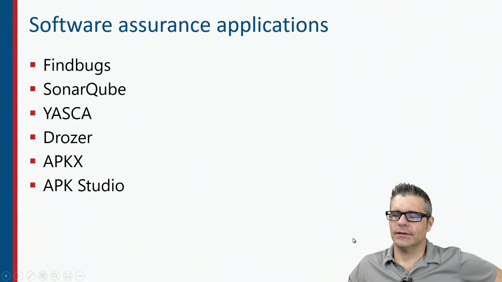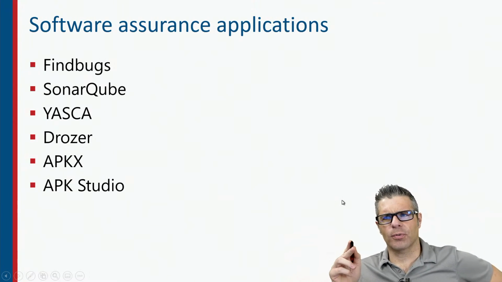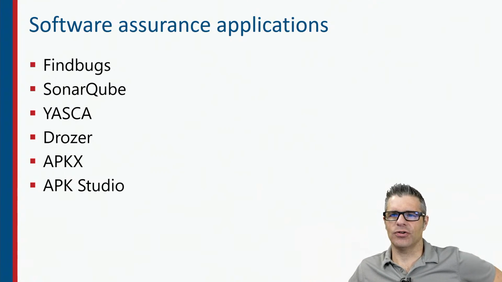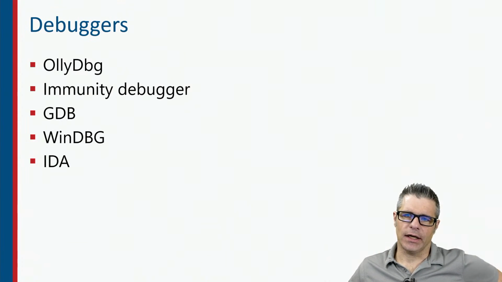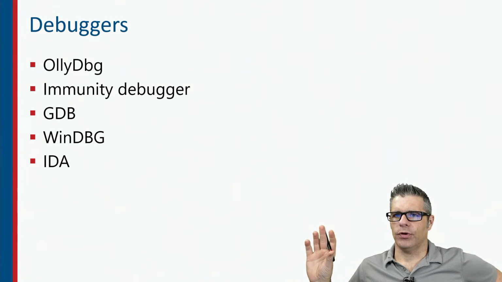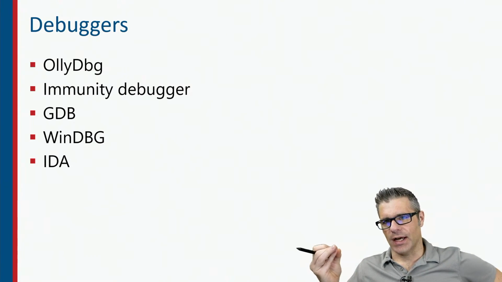Or a couple of others. Software assurance programs, not exactly the same thing. Usually these are going to want to have access to your source code and figure out what's going on. A debugger, on the other hand, will go through and help you take a working piece of software and see what's going on the inside of it.